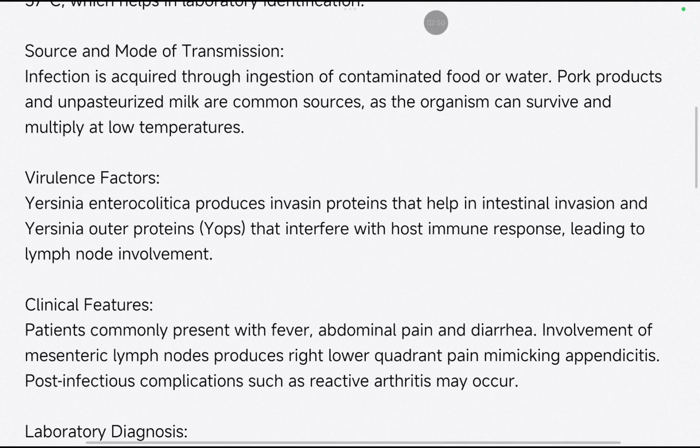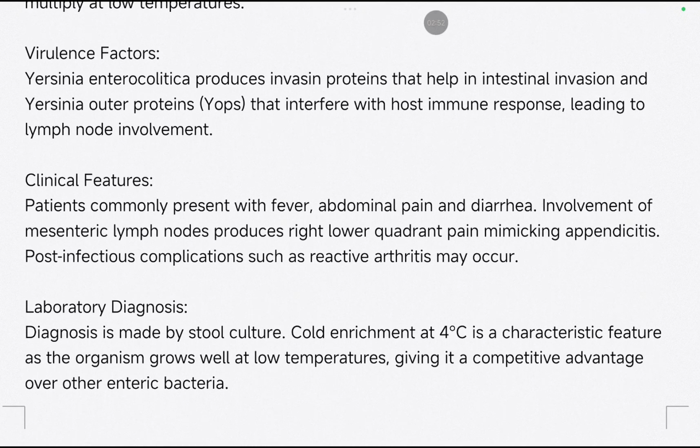Okay, what are the virulence factors? Yersinia enterocolitica has two virulence factors. First, it produces invasive proteins which help in intestinal invasion, and it produces Yersinia outer proteins, YOPs, which interfere with the host immune response. So you can understand how pathogenic it is to humans, and it leads to lymph node involvement.